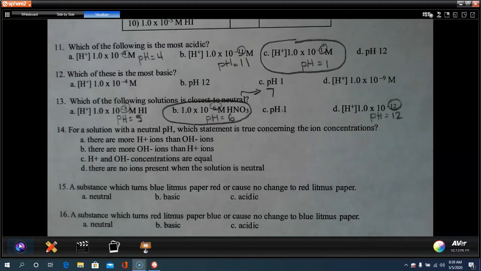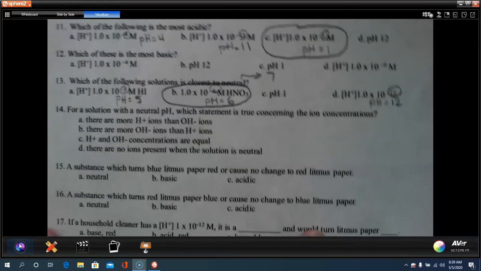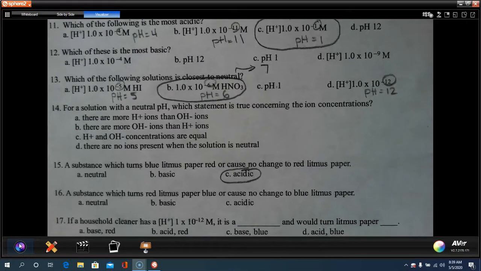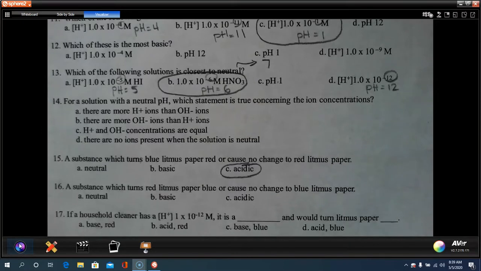Okay, number 15. A substance which turns blue litmus paper red or causes no change in red litmus paper. Okay, those are acids. Blue litmus paper will be turned red in an acid, or it won't change a red. Now, if blue litmus paper stays blue, or red litmus paper turns blue, those are bases. Okay, they both start with B's. That's how I remember.